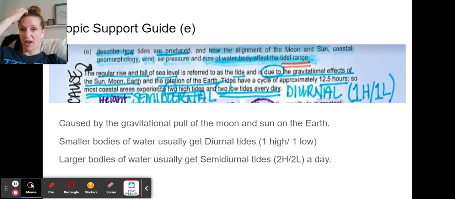So the cause is the gravitational pull of the sun and moon on Earth. And then depending on what their orientation is, it will cause either a really big tidal range or a smaller tidal range.